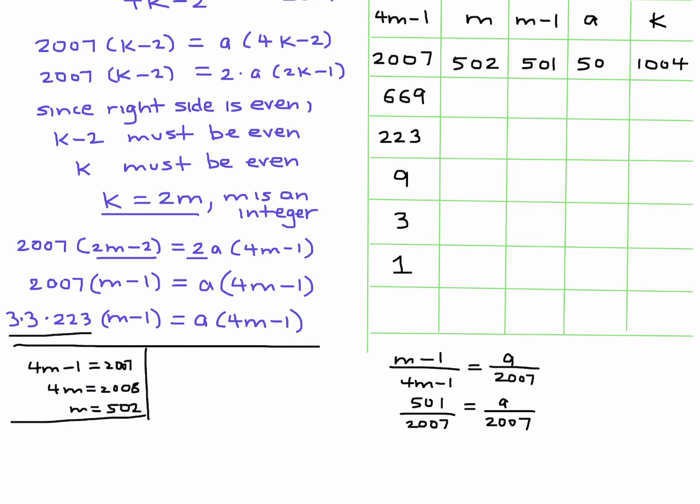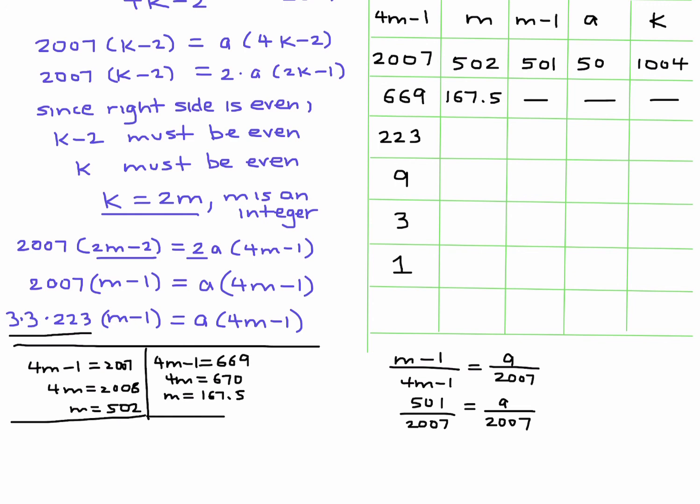Our next one is this one, 669. So 4m minus 1 is equal to 669. So that means 4m is equal to 670, and therefore m is going to be 167.5. Okay, well, that's not going to work because m has to be an integer. So we don't need to worry about these guys now because this is not going to give us a proper integer solution, right? Because m has to be an integer.